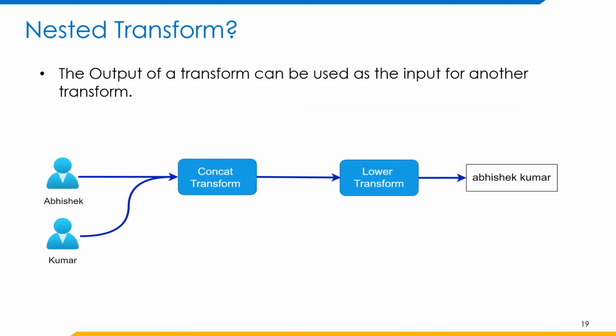We will understand the nested transform. The output of a transform can be used as the input of another transform. As we can see in the diagram, we have provided two strings, the first name and the last name. We concat the strings, and whatever output comes, it is converted into lowercase by using the lower transform. As we can see, the output is lowercase. In the next slide, we will understand the API endpoints where we can build the transform and post it.